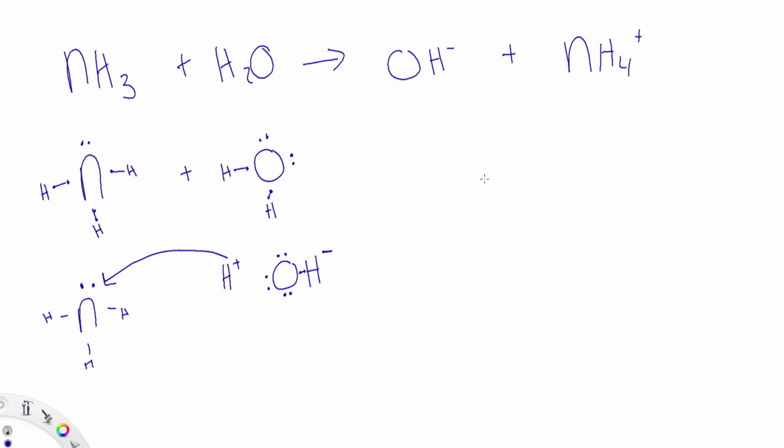After this interaction takes place, we have hydroxide with this extra electron right here and a negative charge. And then we end up with the ammonium ion.